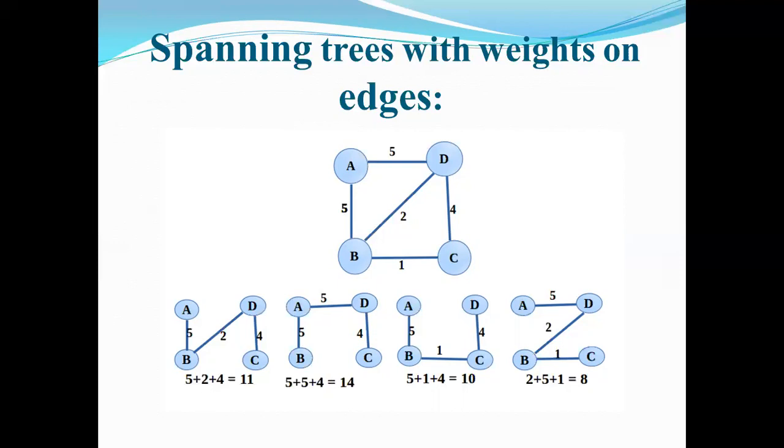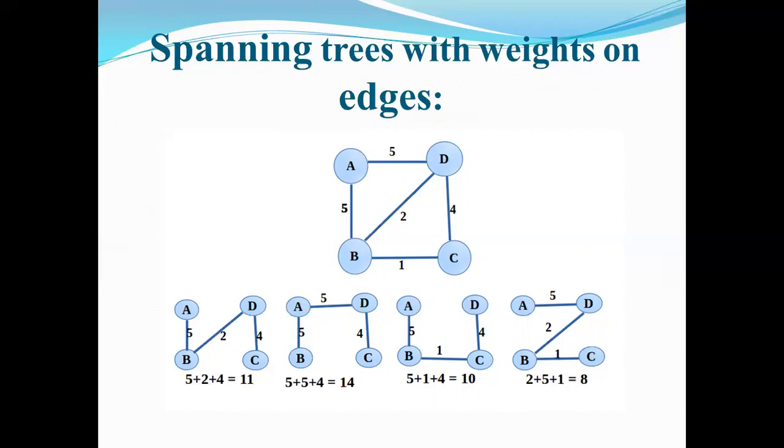Then how much? What is the total cost of the spanning tree? 11. If you go to the next tree, A to B, A to D, D to C edges are selected. Okay, but all the vertices are present. Please observe, all the vertices are present. Then 5 plus 5 plus 4, 14 is the spanning tree cost.